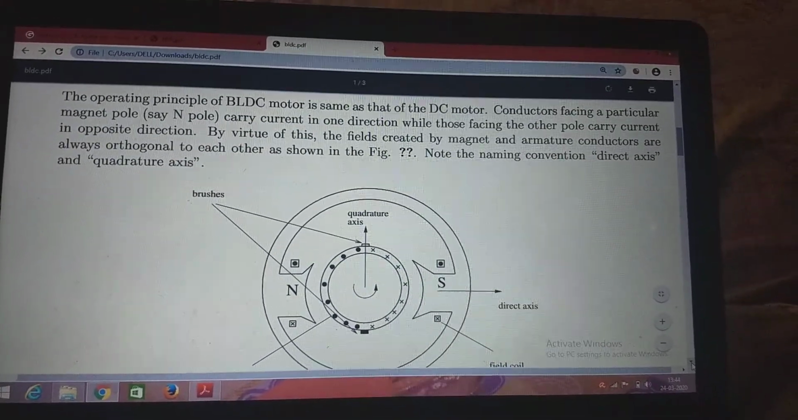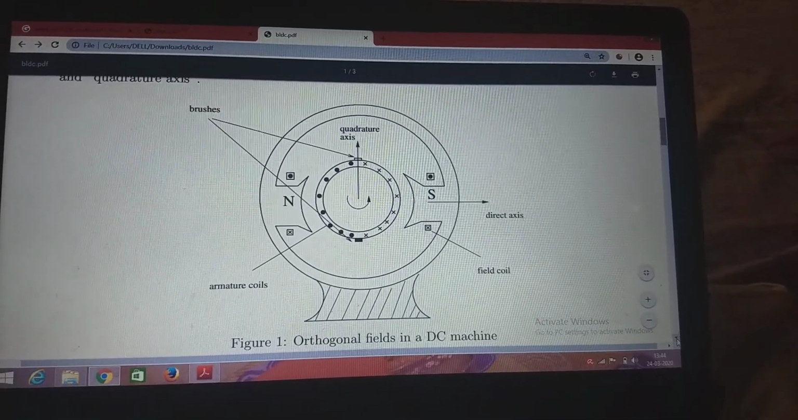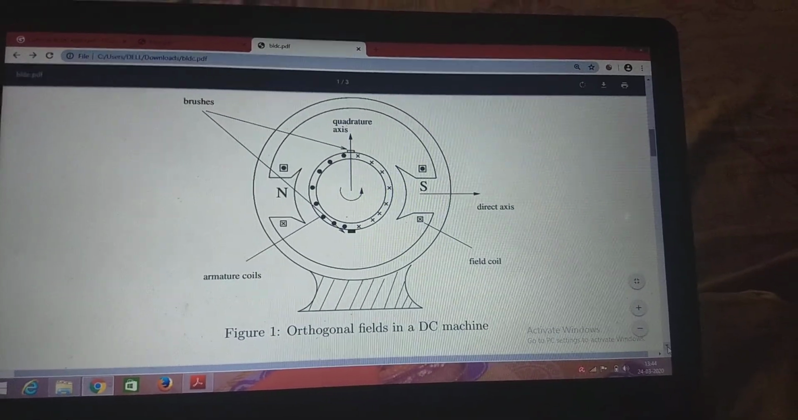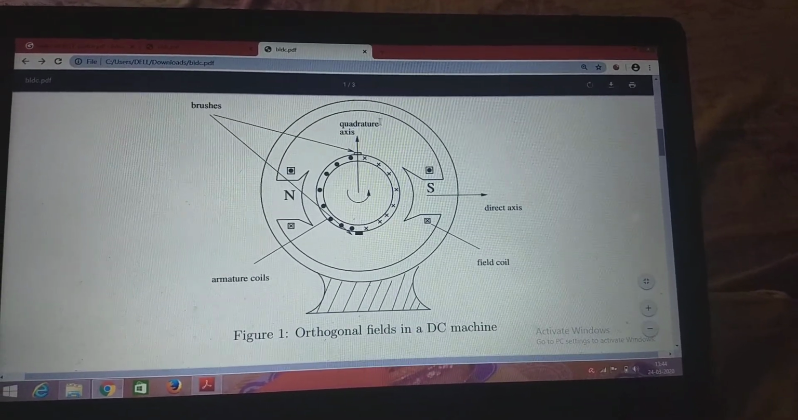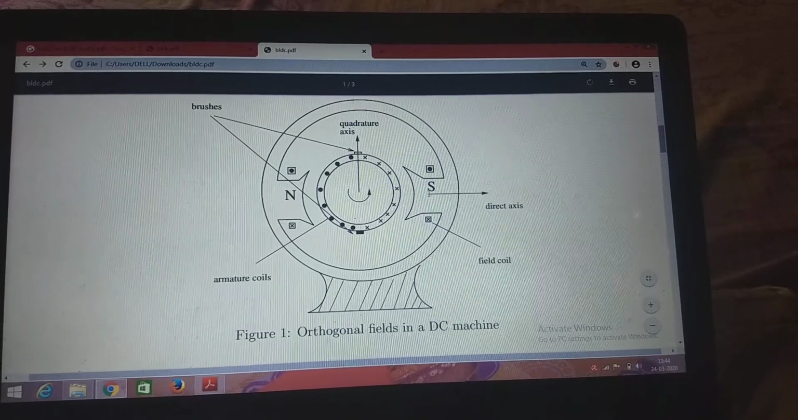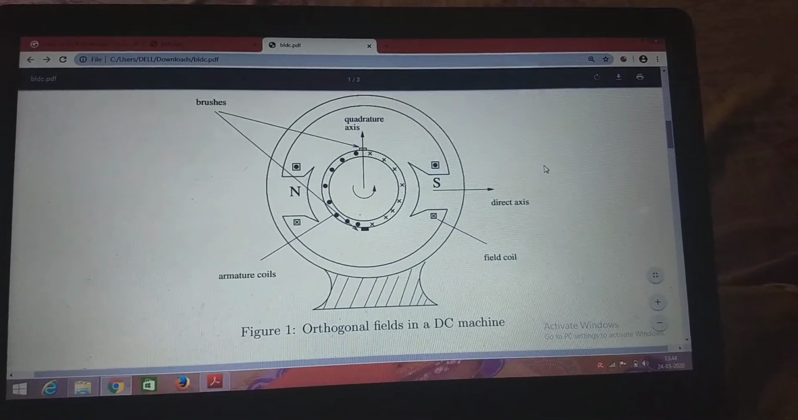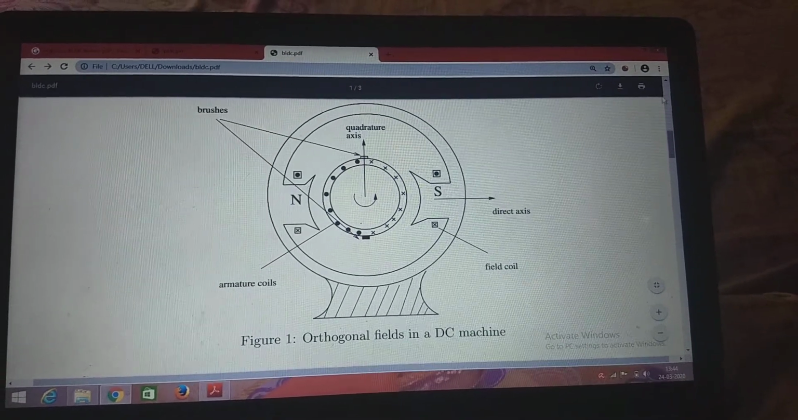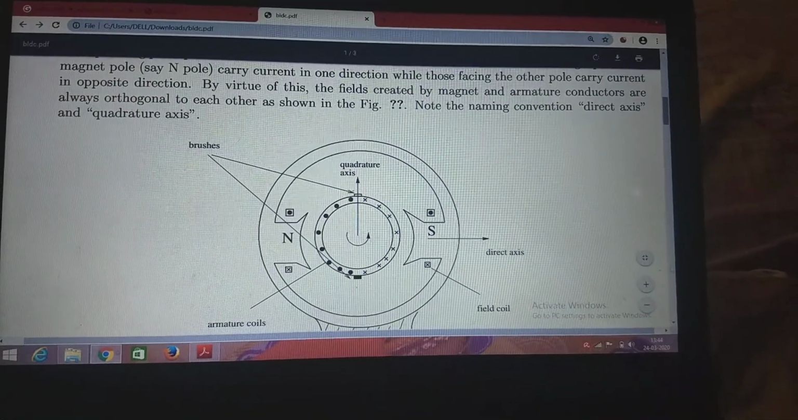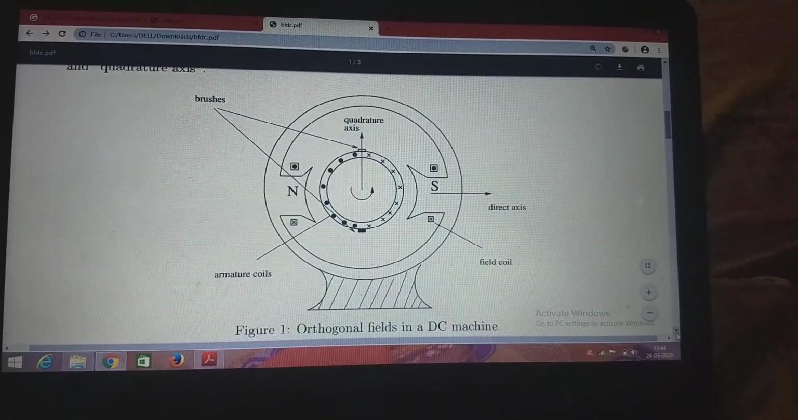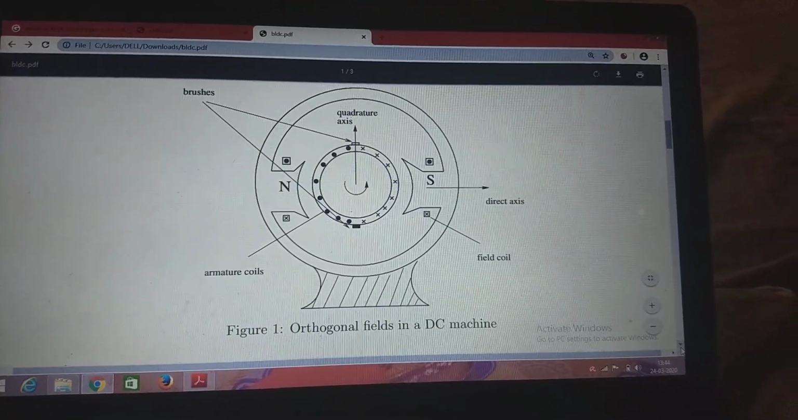Now this is the diagram of what? Of a simple DC machine, right? So you can see that there are two axes. This is the quadrature axis and this is the direct axis, and the fields here are created orthogonal to each other. What is orthogonal? At 90 degrees with each other, right? This is the construction for a simple DC machine. Have a look at it.